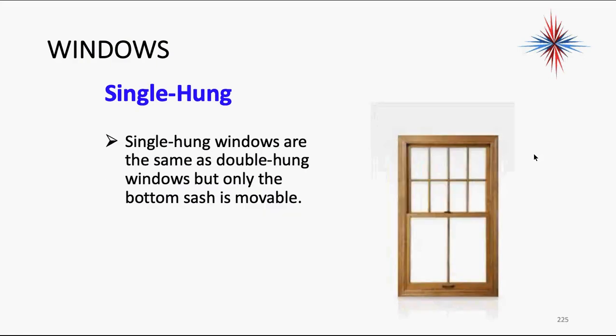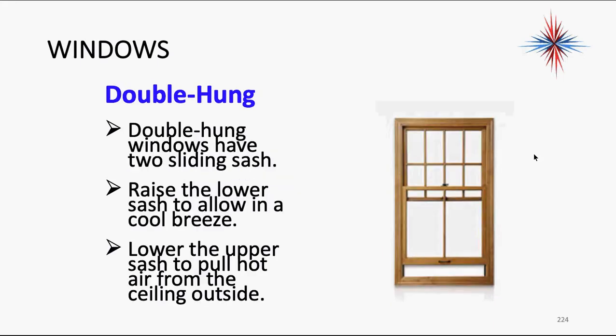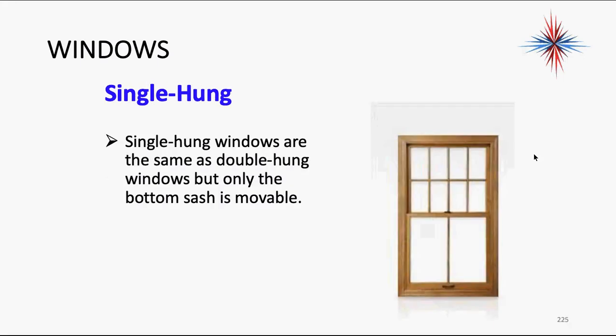Single hung. Only the bottom part is movable. In the double hung, the top can move as well as the bottom. Single hung, only the bottom is movable.